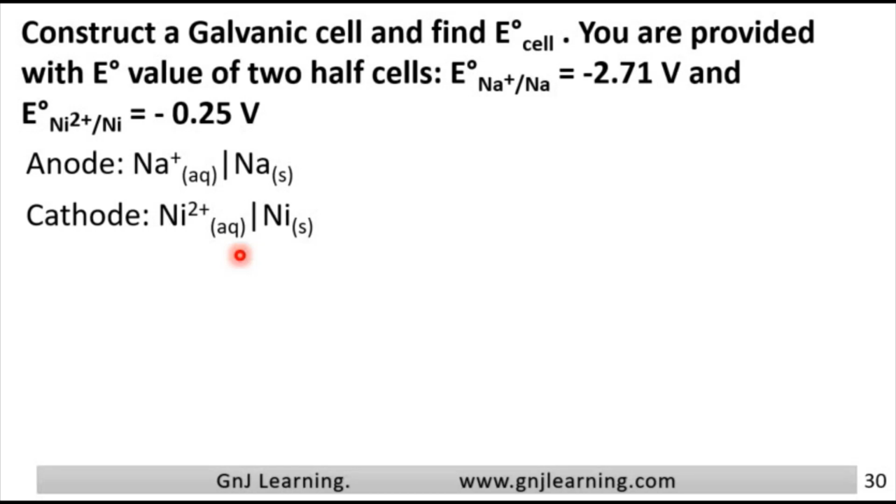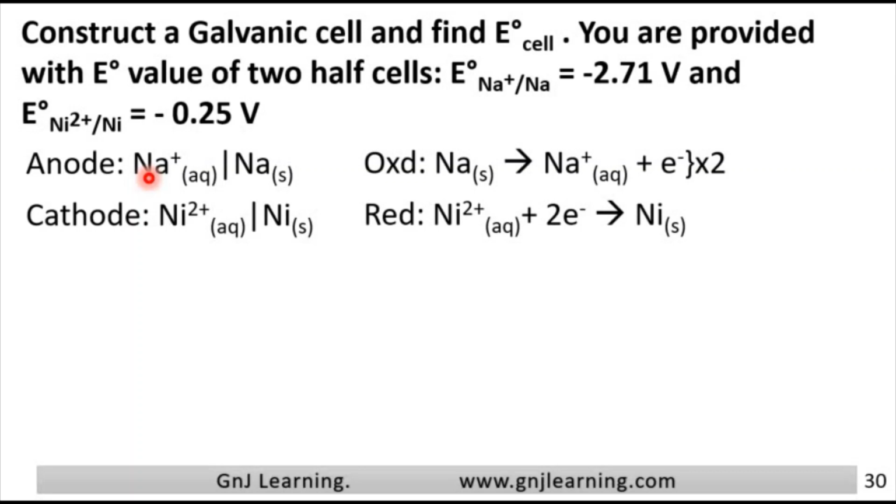Now the next step is to write the reactions. On the anode it is going to be an oxidation reaction. So Na is oxidized to Na plus with 1 electron, and on the cathode it is a reduction reaction, Ni2 plus plus 2 electrons giving Ni. The oxidation reaction is the opposite of the one in the notation, which is written as a reduction, and the reduction will be the same reaction that is given in the notation, that is Ni2 plus plus 2 electrons giving nickel.